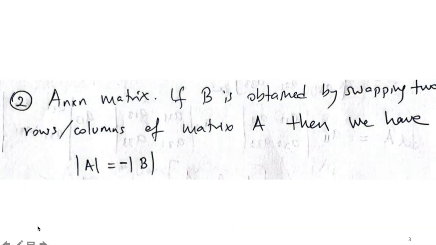The second property, again, we have the n by n matrix A. If B is obtained by swapping 2 rows or columns of matrix A, then we have the determinant of A equals minus the determinant of B. Okay, so if we swap 2 columns or 2 rows of a matrix, then the determinant will be multiplied with a minus sign. This is what we are saying.